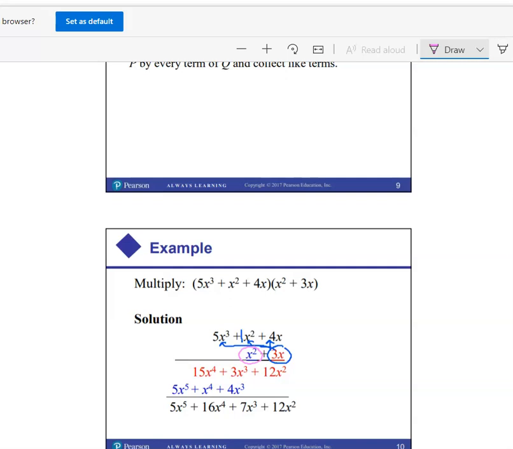So 12x squared. 3 and 4 got us positive 7x to the third. 15 and 1 got us 16x to the fourth. And then we've brought down our 5x to the fifth.